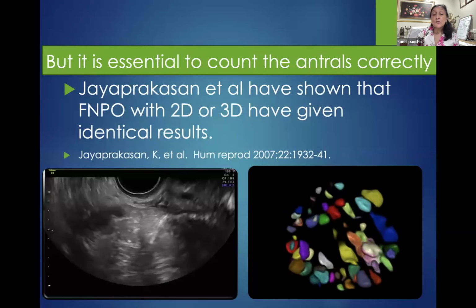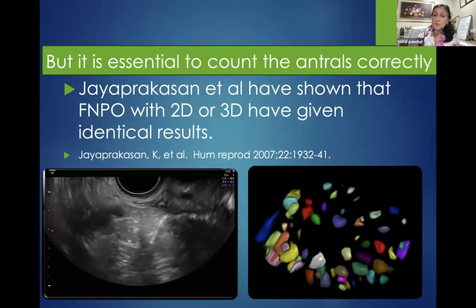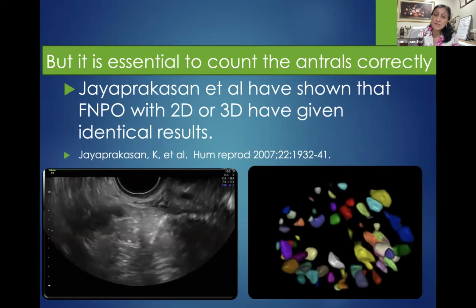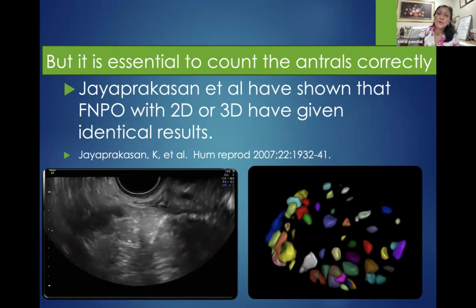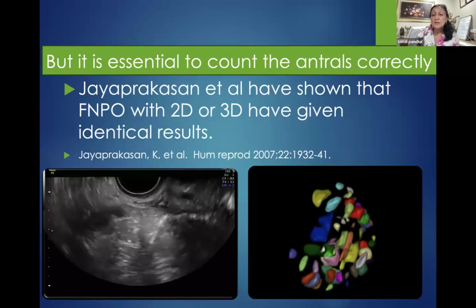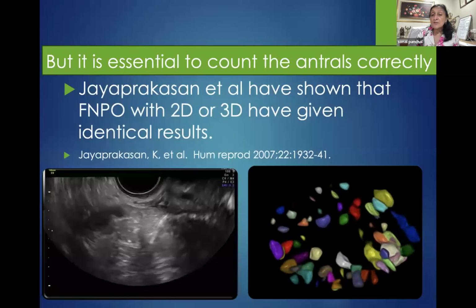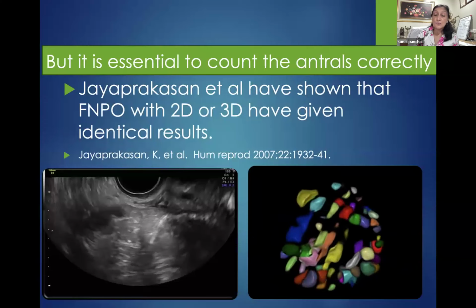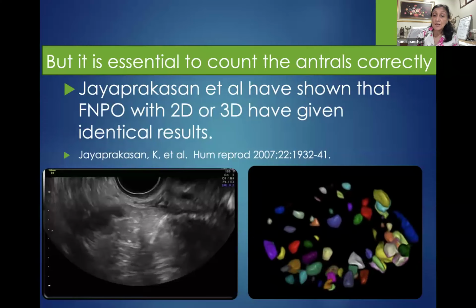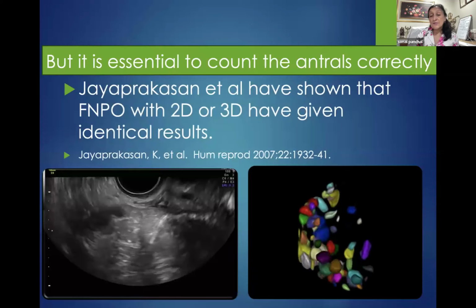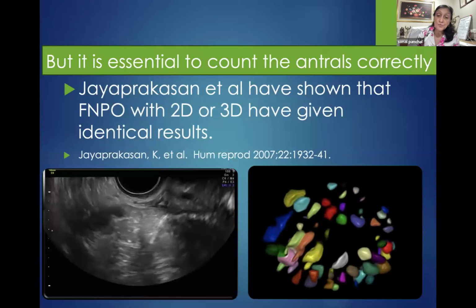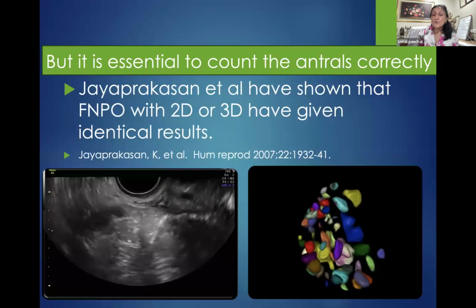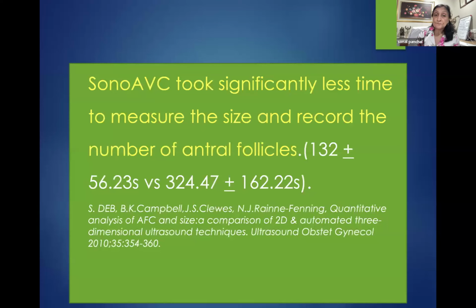But of course, when the number of antral follicles is multiple, that is when it is always better to use the sophisticated Sono-AVC software of 3D ultrasound. This color codes the follicles, and therefore it is easy. There's the least chance that it will overcount the same follicle over and over again. And for the follicles that are left out, you can use post-processing, which would make the assessment of the number of antral follicles very precise.